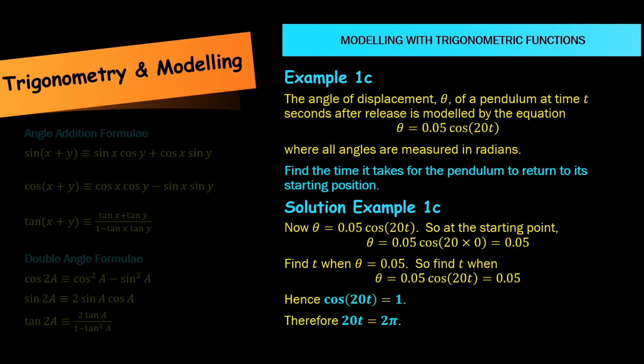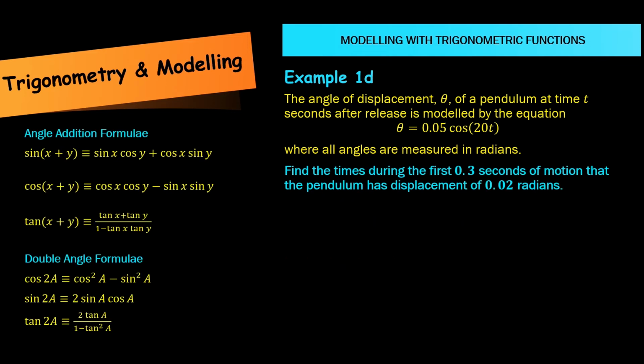In other words, 20t equals 2 pi. And therefore, t is equal to pi over 10, which in decimals is 0.314 seconds. So the time it takes for the pendulum to return to its starting position is 0.314 seconds. Now let's take a look at part D.